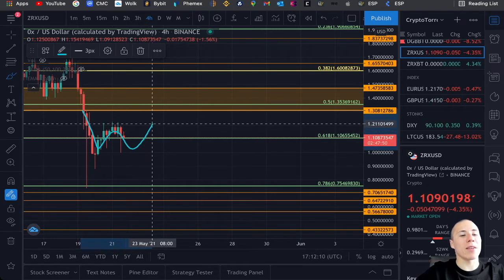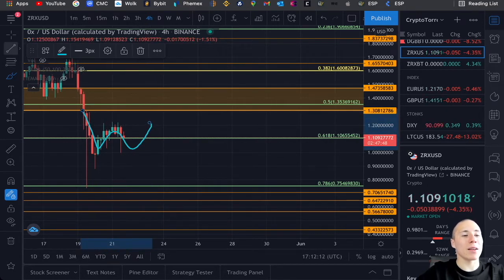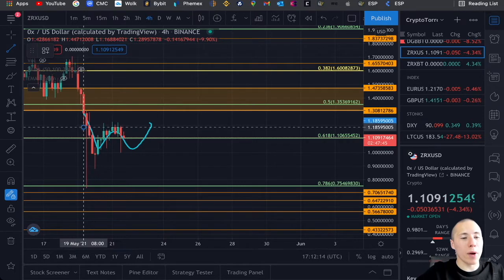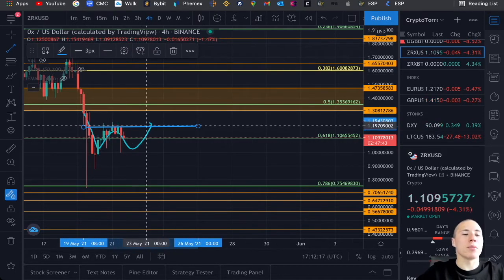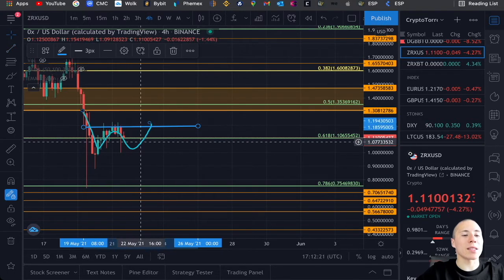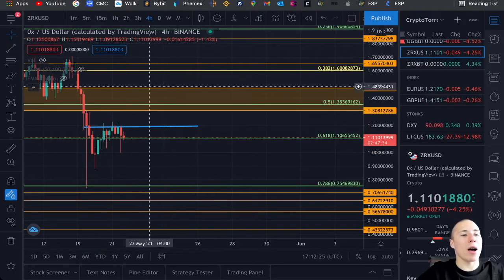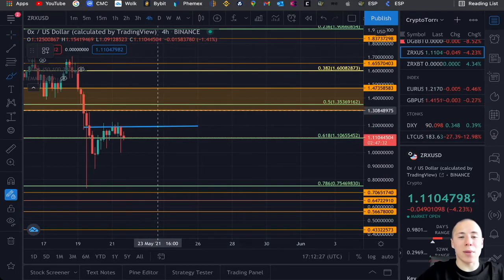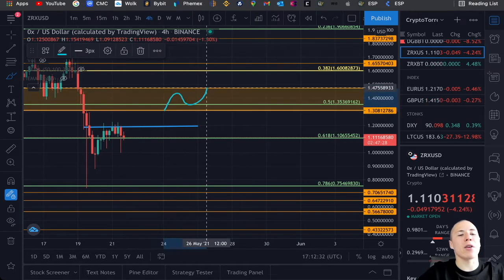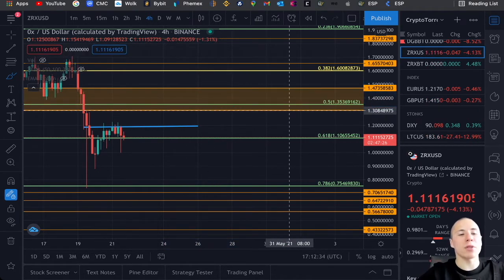After that, if it breaks above this neckline that I will be drawing right away, we could be seeing a potential move towards the upside, and that move would be giving ZRX enough strength to break through this level of upper resistance at approximately $1.31 and trade inside of the orange box for a while. And that is personally what I'm waiting for.